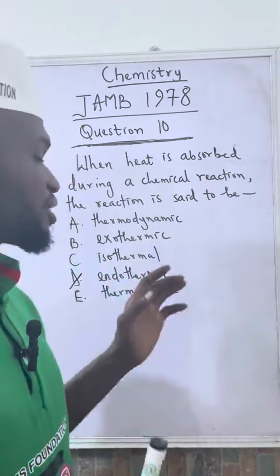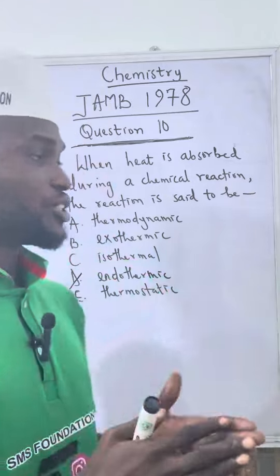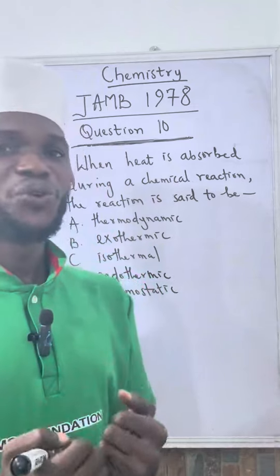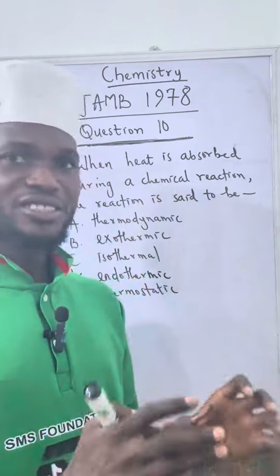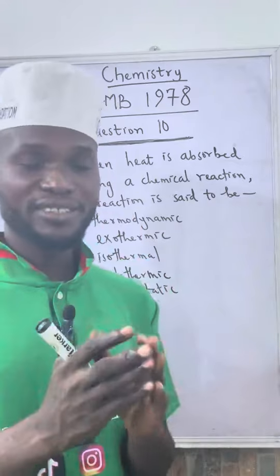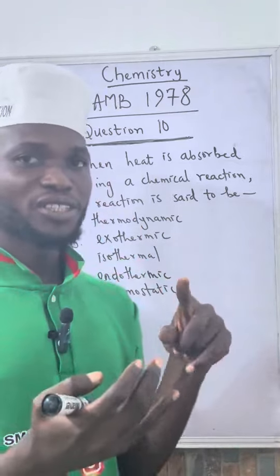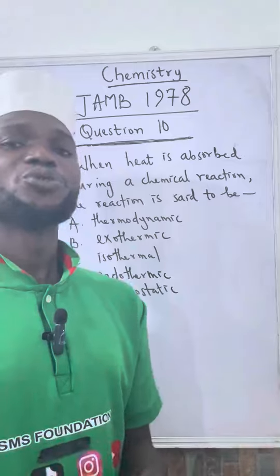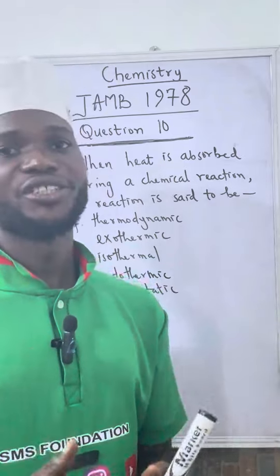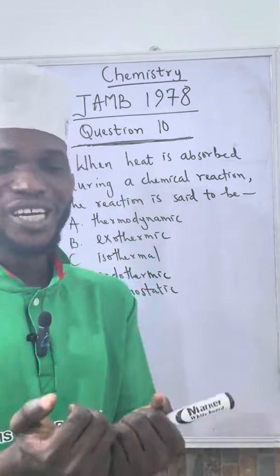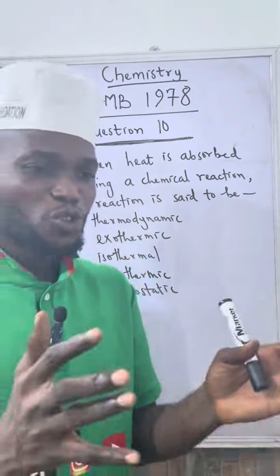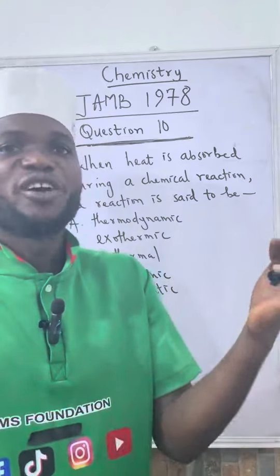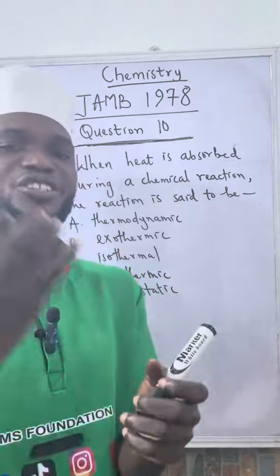So an endothermic reaction is a type of reaction in which heat is absorbed from the surrounding. So the system, what do I mean by system? That is the combination of both the product and the reactant. So that's what we call system. After this reaction, the system will feel colder than the surrounding. That is, if you touch the container, it will feel colder because it has absorbed heat from the surrounding.